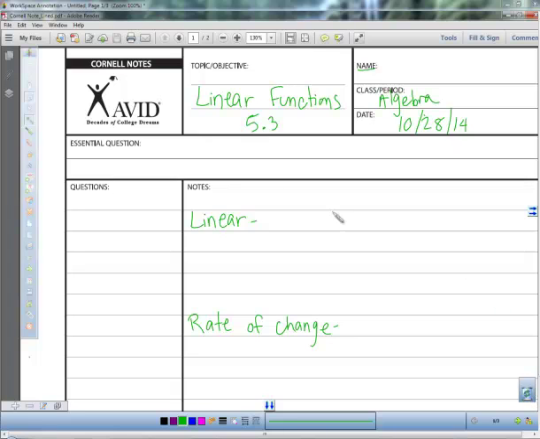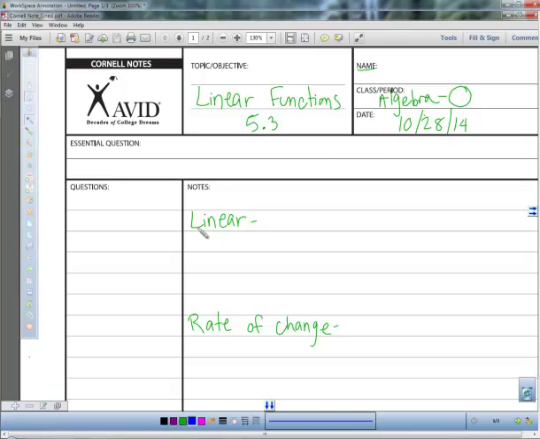Go ahead and take Cornell style notes over linear functions. That should be your topic or objective or title of your page. Make sure that your name is written on your paper, you have algebra, and then you have whatever class period I see you, and then today's date, which is October 28th.